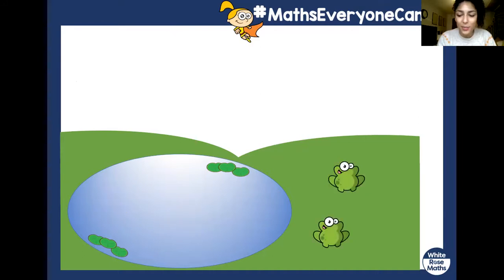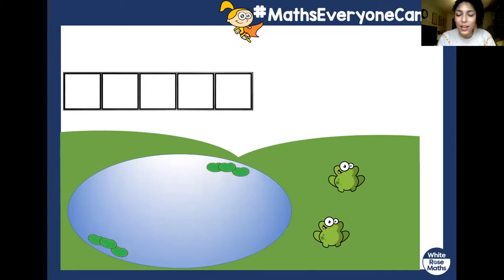Oh, it looks like we've got another one here. How many frogs can you see in the pond? That's right, there are 0. And how many frogs on the grass? 2. So when we get our 5's frame out to work out how many altogether, are we going to have any red counters for the frogs in the pond? No, we're not going to have any red counters because there are 0 frogs in the pond. So how many yellow counters for the frogs on the grass? How many frogs on the grass?